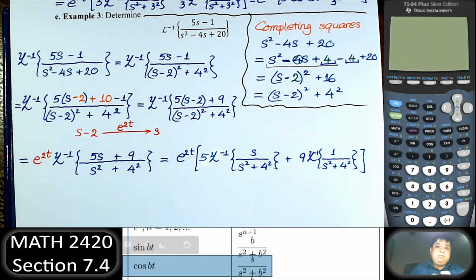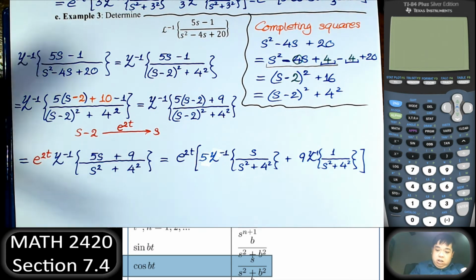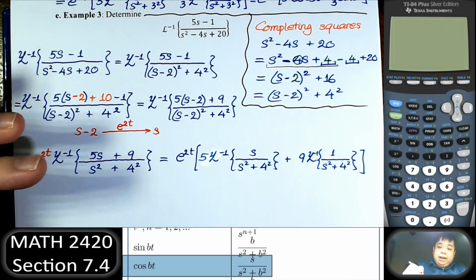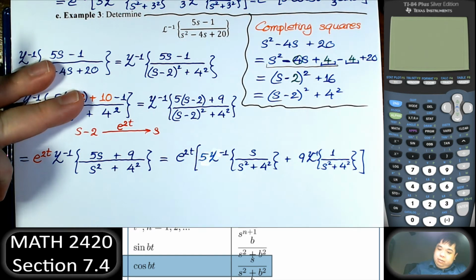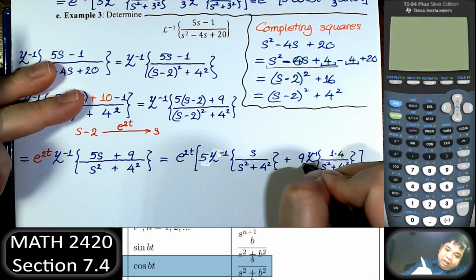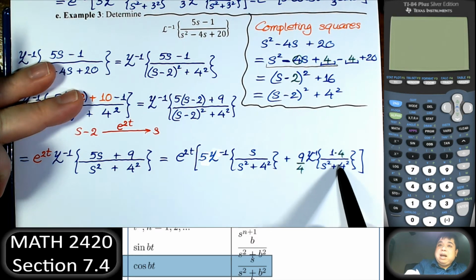Talking about that one, the inverse Laplace transform of that is going to be sine. However, we will need the 4 here. Those numbers must match, so multiply by 4 and divide by 4, because this number must match with the number at the bottom.